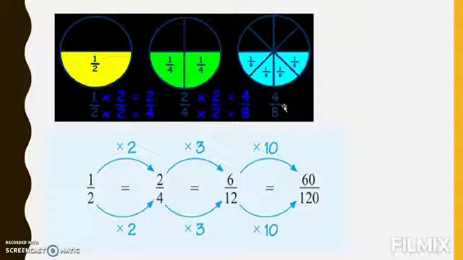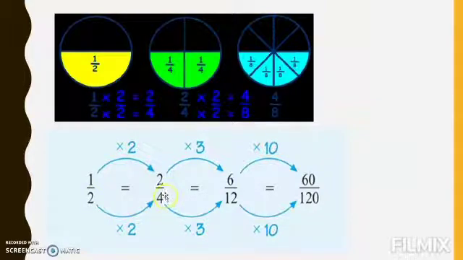How do we calculate equivalent fractions? We just have to multiply the numerator as well as the denominator by the same number. You can see here, it can be any number. Let us see an example. 1 by 2. To calculate the next equivalent fraction, we'll multiply the numerator as well as the denominator by 2. So 1 into 2, answer is 2. 2 into 2, answer is 4.